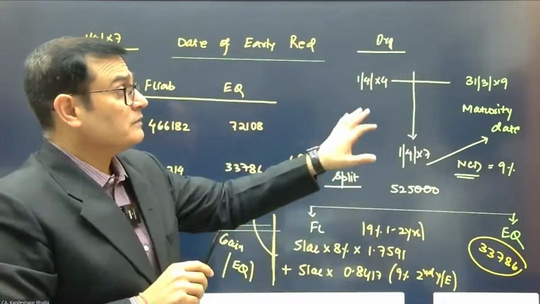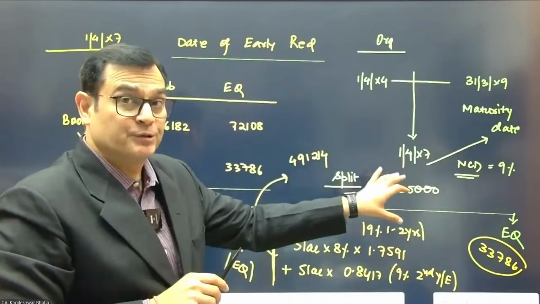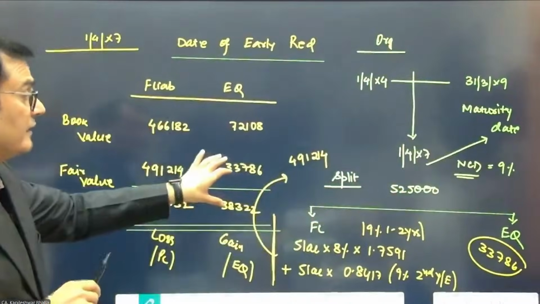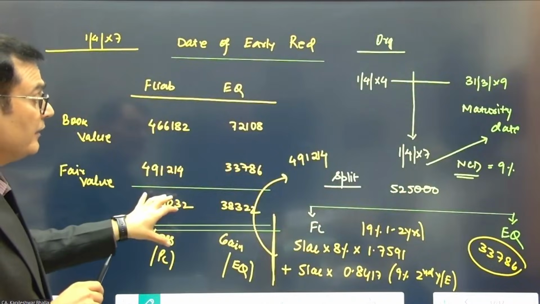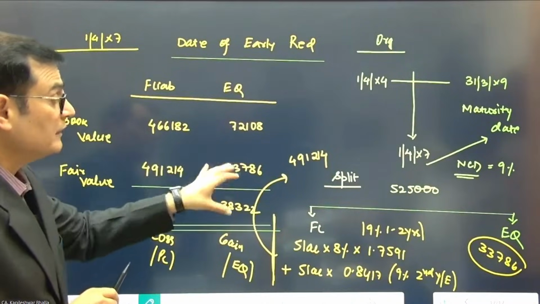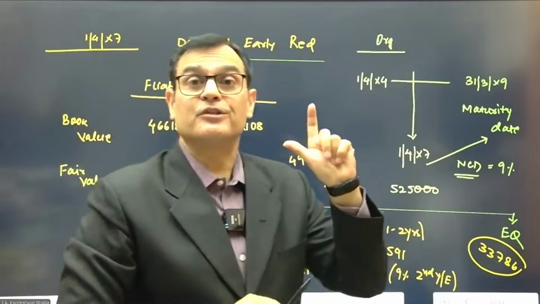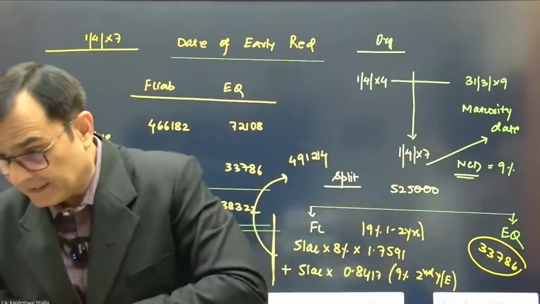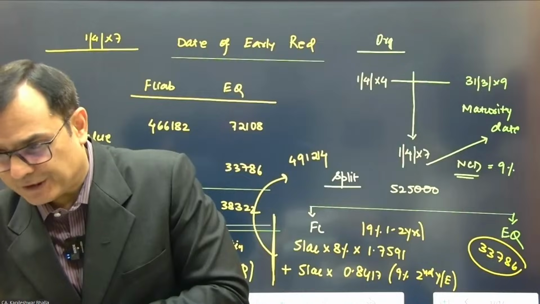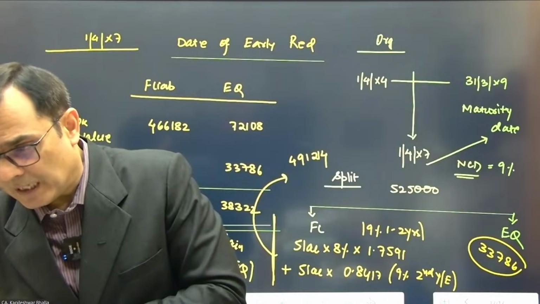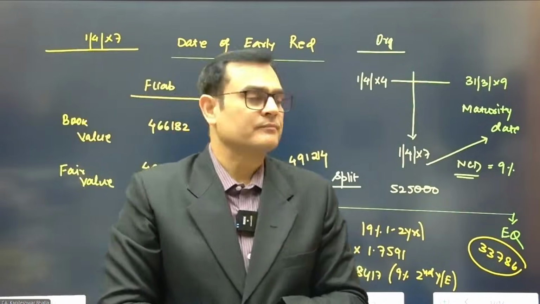So this split accounting pertains to the date of early redemption, which is to segregate that 525: what is paid towards FL and the gain or loss in P&L, and what is paid towards equity and the gain or loss goes to RE. Then he says, sir, could there be a possibility that interest on NCD is less than 8%? How do we account for this?